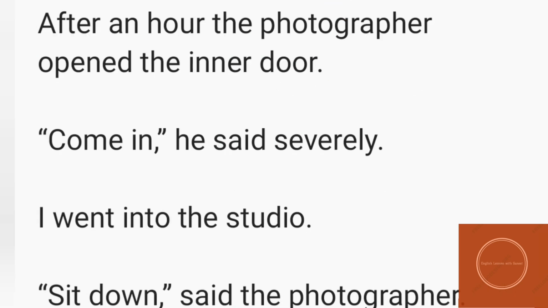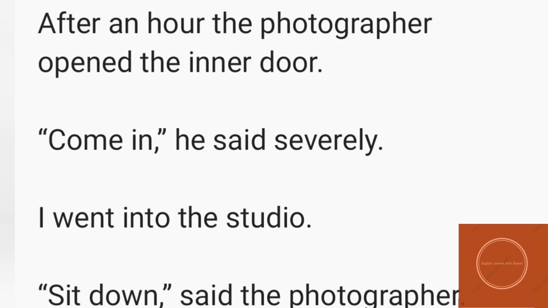"After an hour, the photographer opened the inner door." Means now the photographer was finally done with his personal affairs, and after an hour, he finally opened the inner door in which he was there, and he said, "Come in." He said severely. Then I went into the studio. "Sit down," said the photographer.